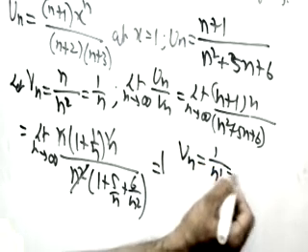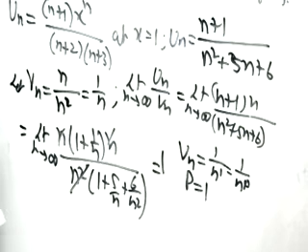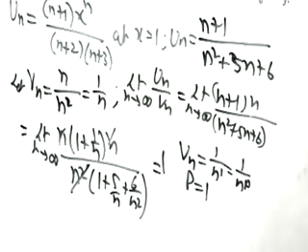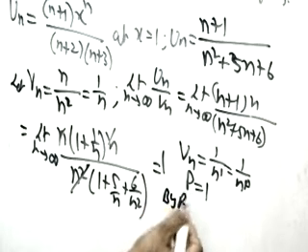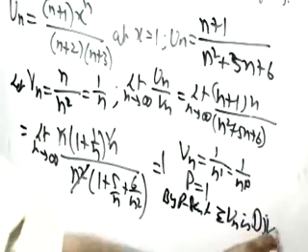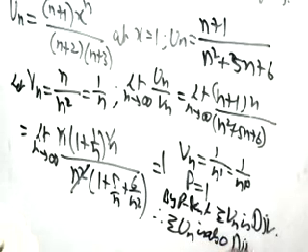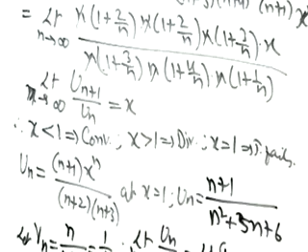So we can say now Vn equals 1 by n power 1, that is 1 by n power p. So what is the value here? p equals 1. What we wrote: p greater than 1 convergent, p less than or equal to 1 divergent. Therefore, by the p-series test, sigma Vn is divergent. Therefore sigma un by the comparison test is also divergent. Therefore, at x equals 1, we got divergence.